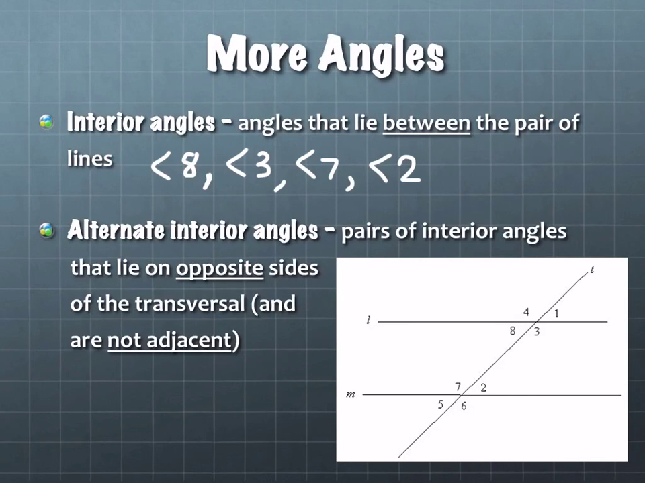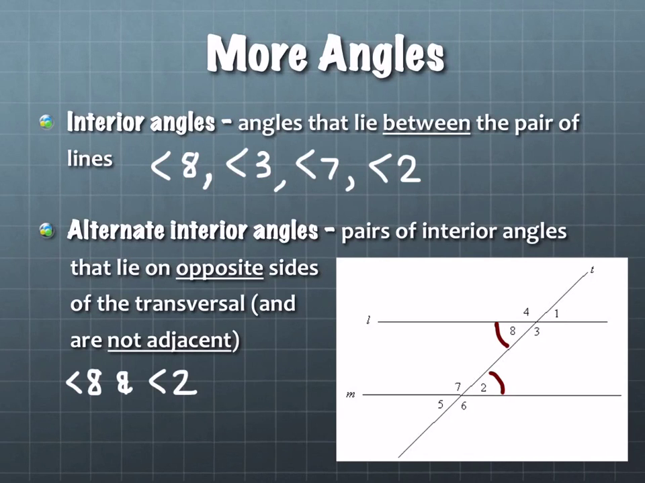Now, very specifically, we can talk about things called alternate interior angles. Alternate interior angles are pairs of interior angles that lie on opposite sides of the transversal, and they're not adjacent. Let me give you an example of one and then show you how it meets the criterion. A pair of alternate interior angles in this diagram would be angle 8 and angle 2. So here's angle 8 right here, and here's angle 2.